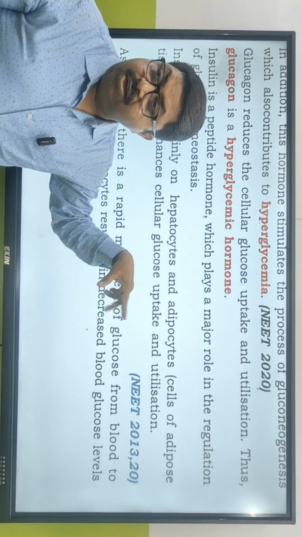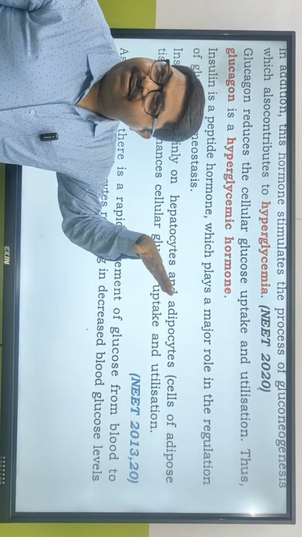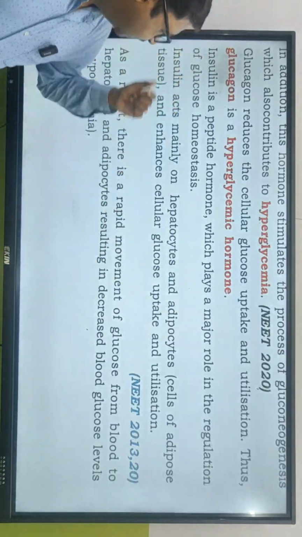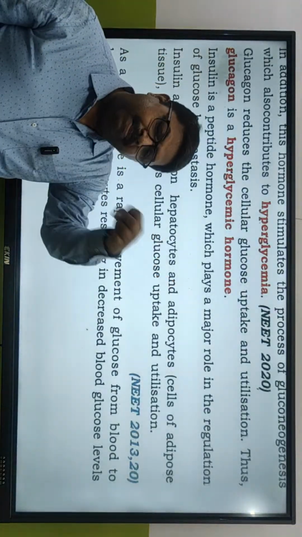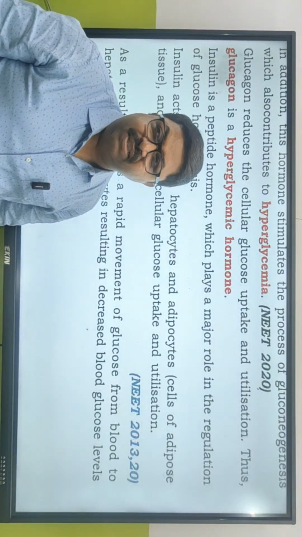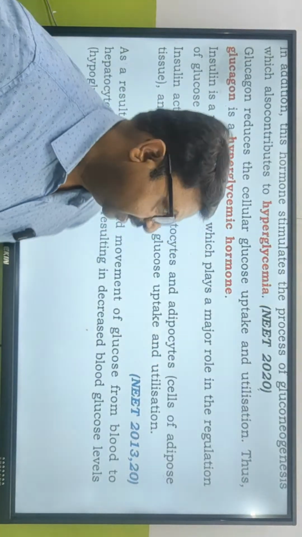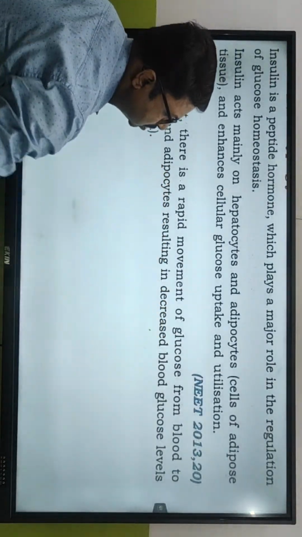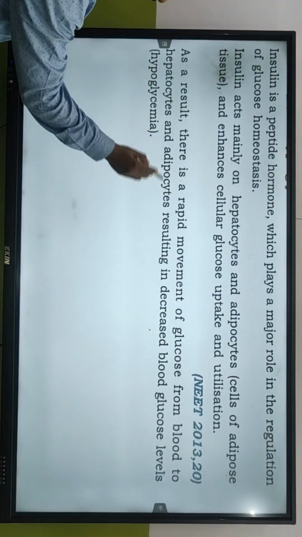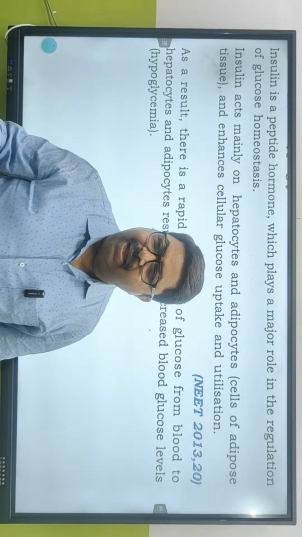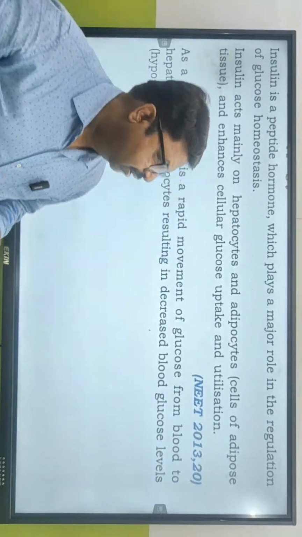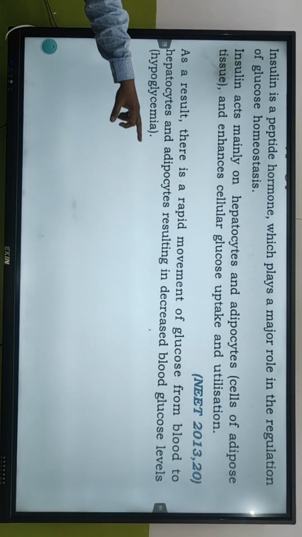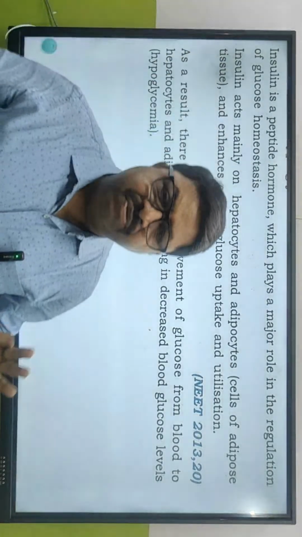Opposite function, see. What does glucagon do there? It reduces the cellular glucose uptake. But here it enhances cellular glucose uptake. So if glucose uptake increases, what is going to happen to the glucose level in the blood? It's going to decrease. So insulin decreases the glucose level. As a result, there is a rapid movement of glucose from blood to the hepatocytes and adipocytes, where it is stored as glycogen. That's why there will be a decreased blood glucose level, which we call hypoglycemia.